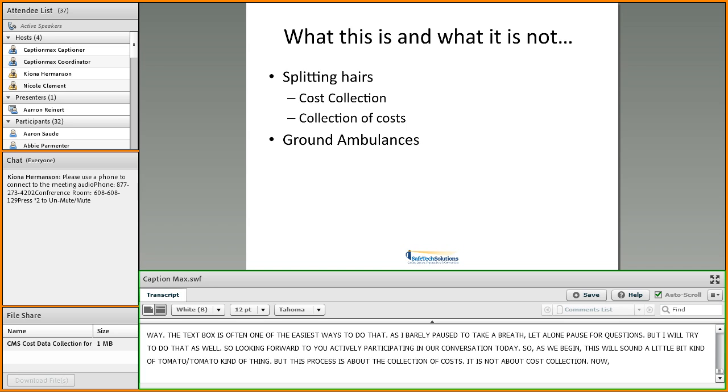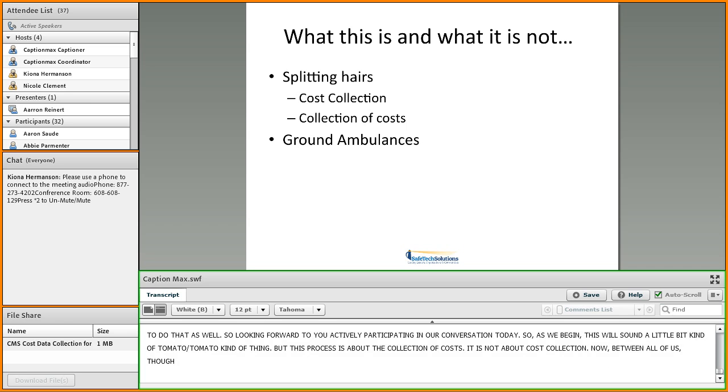So as we begin, this will sound a little bit like a "tomato, tomahto" kind of thing. But this process is about the collection of costs. It is not about cost collection. Now, between all of us, the words mean the same.